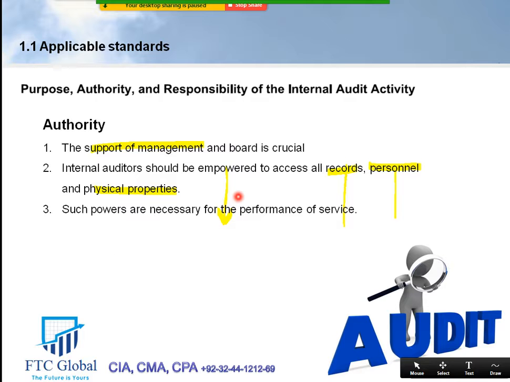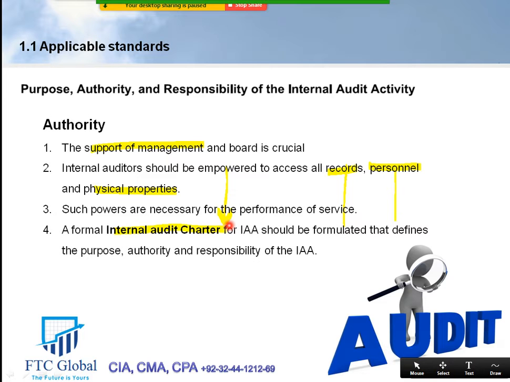So there is a formal document that gives us the power in the organization. That document is called the Internal Audit Charter. The Internal Audit Charter is basically the power source of the Internal Audit Department. The Internal Audit Charter contains the purpose of internal audit, the authority and responsibility. We will discuss this purpose, authority and responsibility in detail in the coming chapters. This Internal Audit Charter is drafted for the internal audit activity. IAA is short for internal audit activity, and IIA is short for the Institute of Internal Auditors. So never mix these. IIA stands for the Institute of Internal Auditors, and IAA is internal audit activity, which means the internal audit department, the internal audit function.